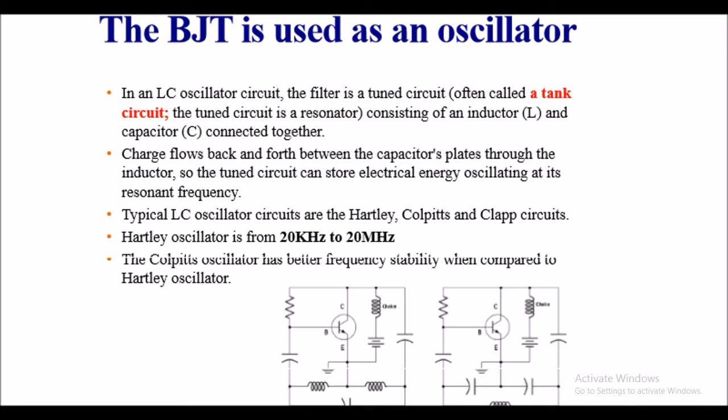The tuned circuit is a resonator consisting of an inductor, with inductance in henry, and a capacitor, with capacitance in farad, connected together. As we show here, we connect an inductor and a capacitor. The resonant circuit, or tank circuit, includes the capacitor and the inductor. Charge flows back and forth between the capacitor plates through the inductor, so the tuned circuit can store electrical energy oscillating at its resonant frequency. What does LC mean? It means there is an inductor L and a capacitor C. Typical LC oscillator circuits are the Hartley, Colpitts, and the Clapp circuits.